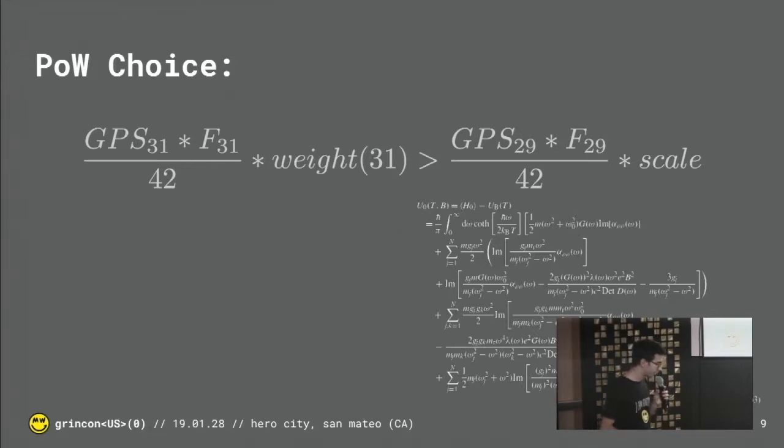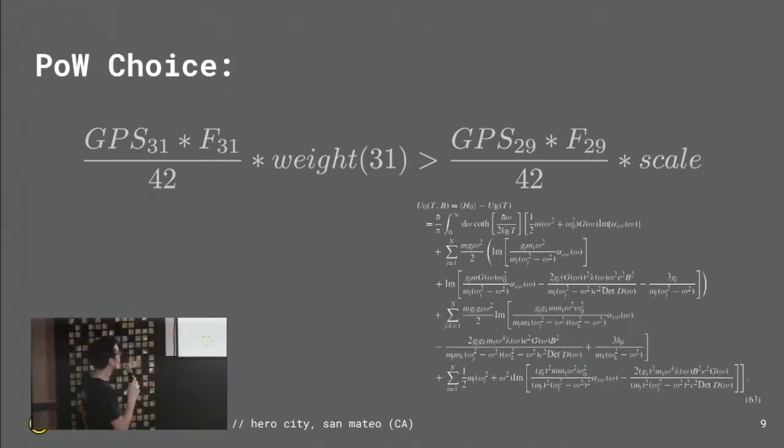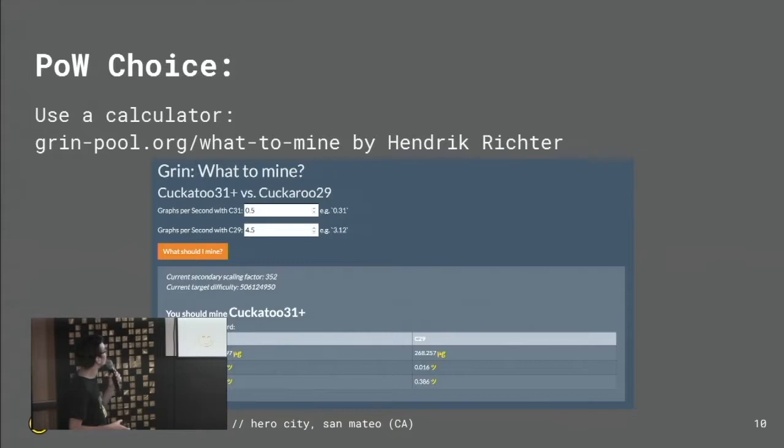So you might be wondering which proof of work you need to choose. There is some calculation that you can do. It's actually not that hard, but there's a way simpler way to do that. You can just go on grin-pool.org, and there is a "what to mine" calculator.